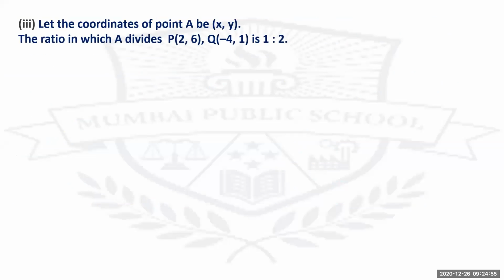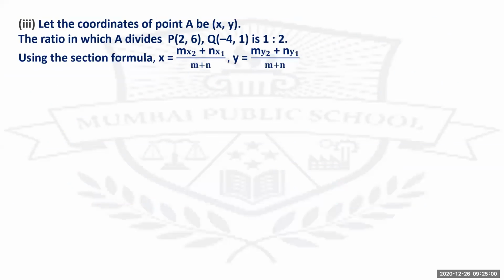Again, your first statement is going to remain the same. Let the coordinates of point A be x comma y, ratio in which A divides P 2 comma 6, Q minus 4 comma 1 is 1 is to 2. So using the section formula, you'll get x equals to 1 into minus 4 plus 2 into 2 upon 1 plus 2. 1 into minus 4 is minus 4. So minus 4 plus 4 upon 3. That is equals to 0 upon 3. So when you divide 0 with any number, the answer is 0. So value of x equals to 0.